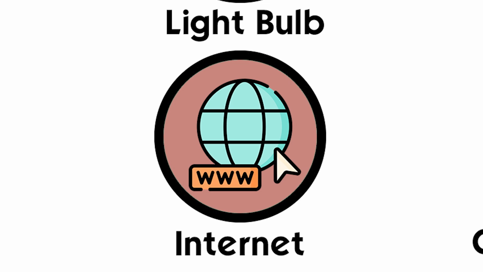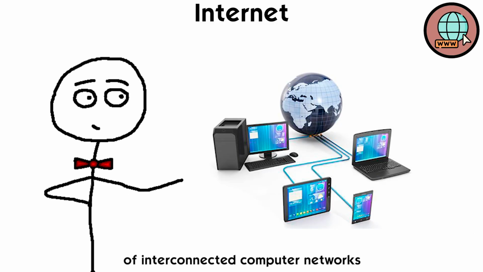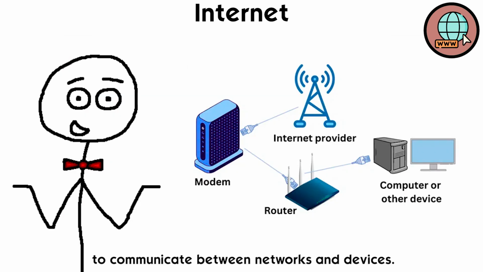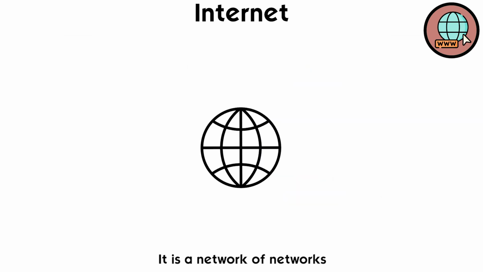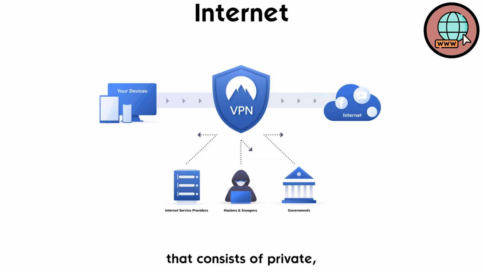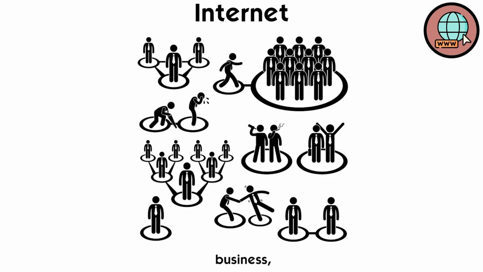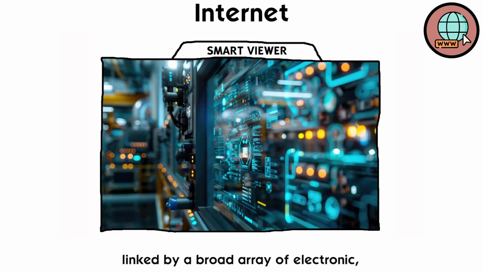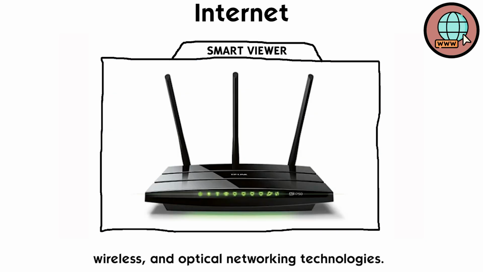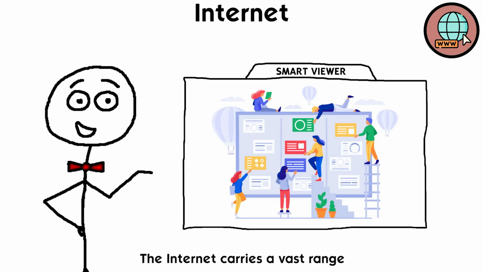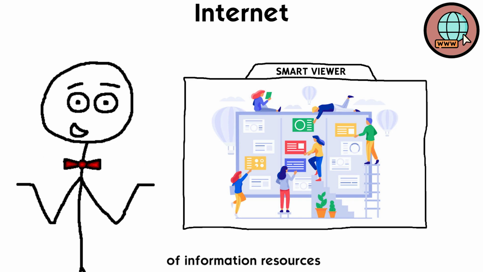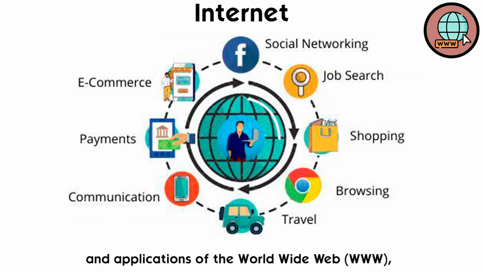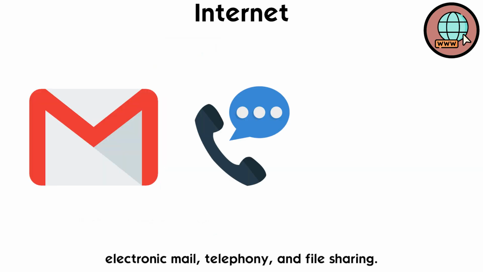The internet. The internet is the global system of interconnected computer networks that uses the Internet Protocol Suite to communicate between networks and devices. It is a network of networks that consists of private, public, academic, business, and government networks of local to global scope, linked by a broad array of electronic, wireless, and optical networking technologies. The internet carries a vast range of information resources and services, such as the interlinked hypertext documents and applications of the World Wide Web, electronic mail, telephony, and file sharing.